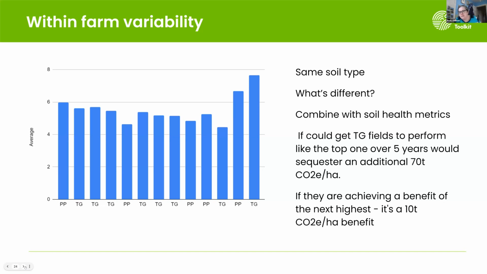If we can then combine that with the soil health metrics, we can see that if we could get those temporary grassland fields to perform like that top temporary grassland field, over 5 years, we would be sequestering an additional 70 tonnes of carbon dioxide equivalent per hectare. Now that's bonkers figures. That's way beyond what we might be modelling for thinking about some of those other more dramatic things. If we said, well, actually, let's not be massively optimistic, let's curb our excitement and go to that next one, it's still producing a really big benefit in terms of 10 tonnes of carbon dioxide a hectare. So again, nothing to be sniffed at.